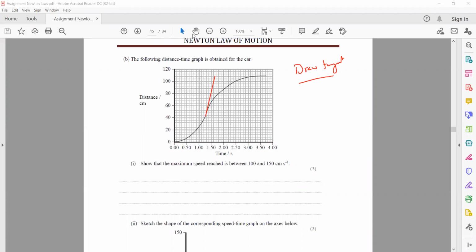So we can work out the gradient of the tangent by using the formula y2 minus y1 over x2 minus x1 to get the speed at that particular time. So this will be y2, y1, x1 and x2, and finding the gradient, which is y2 minus y1 over x2 minus x1, will give the speed of this car. Then sketch the shape of the corresponding speed time graph.